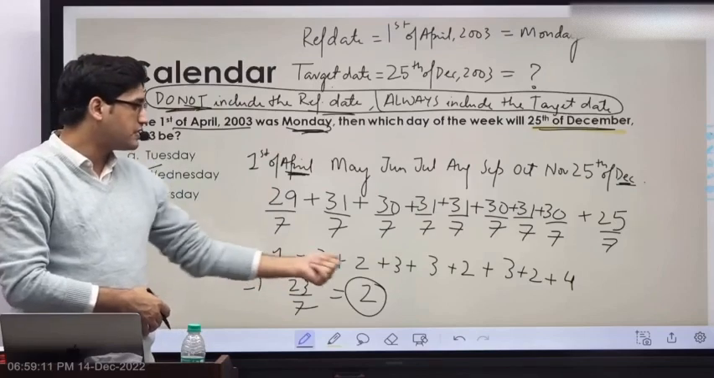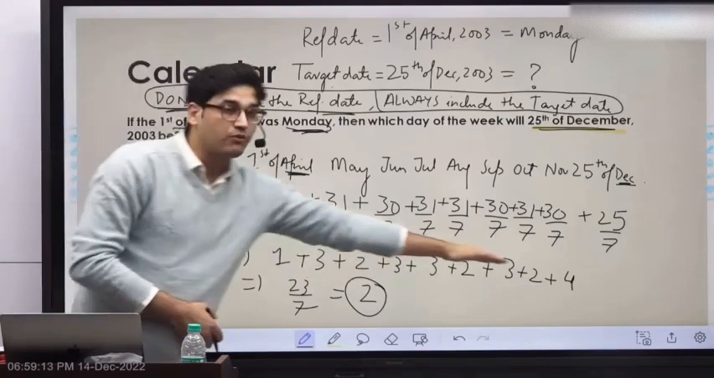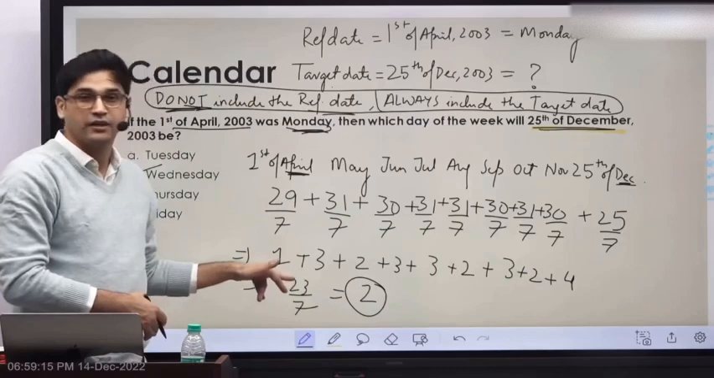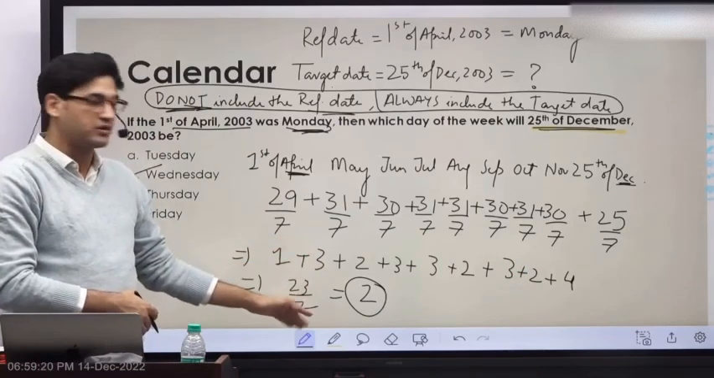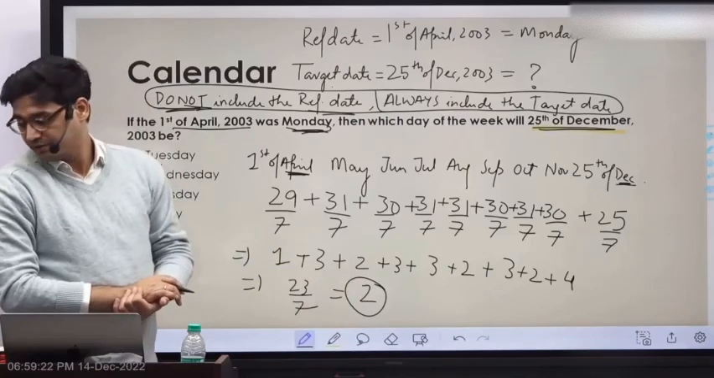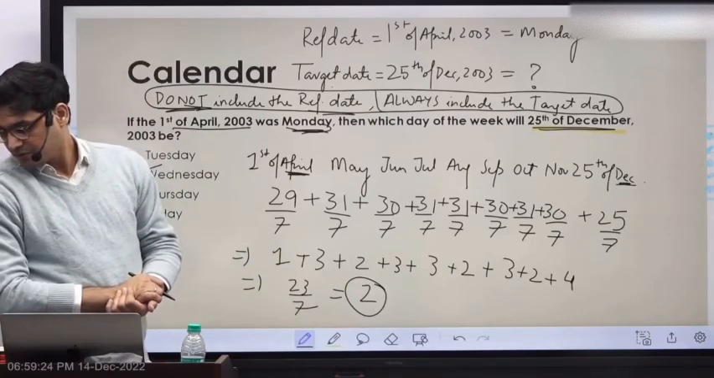You add 1 plus 3 plus 2, right? This will all be what? This will sum up to be 23. Because it is greater than 7, you continue dividing it by 7 again. Divide it by 7 once again, you will find 2 as the remainder. Did you understand?